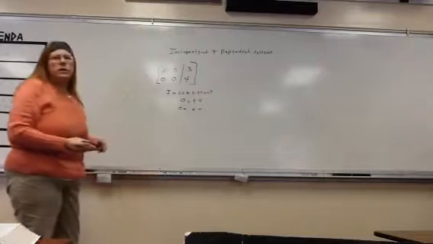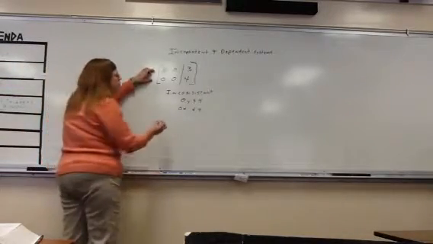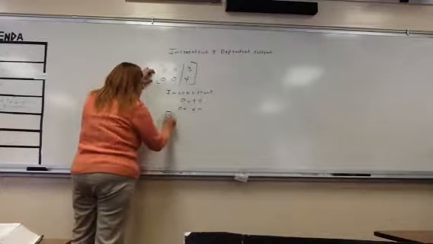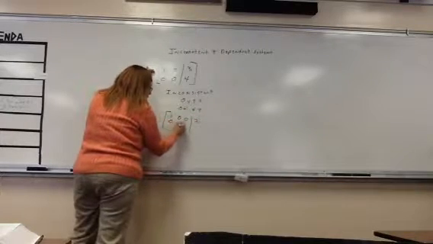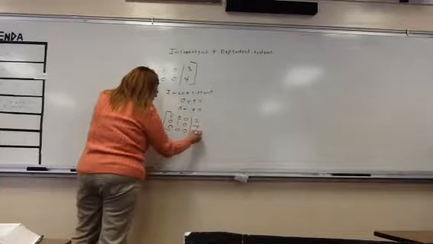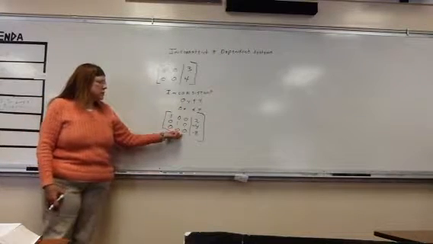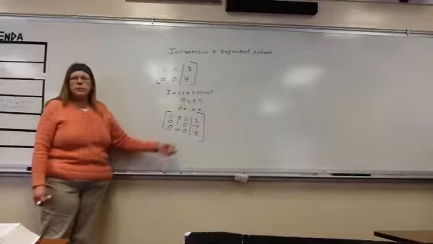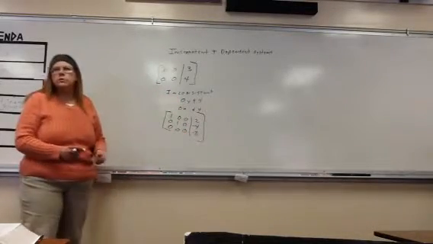So in an inconsistent system, and it doesn't matter if it's 2 by 2 or 3 by 3, if you ever come up with zeros over here, with a -8 over here, or with any number, these are inconsistent. You can't solve those.